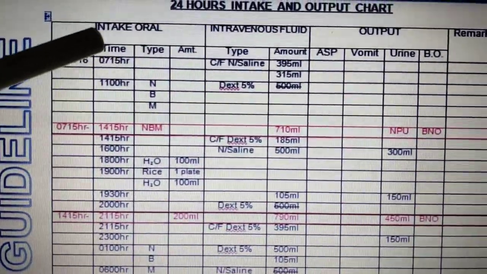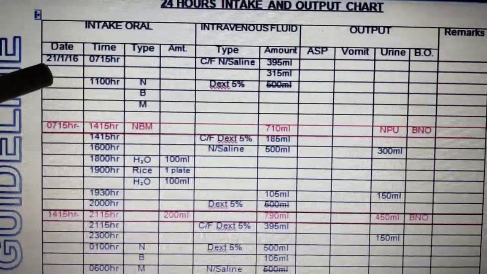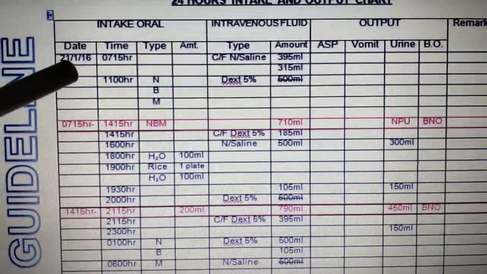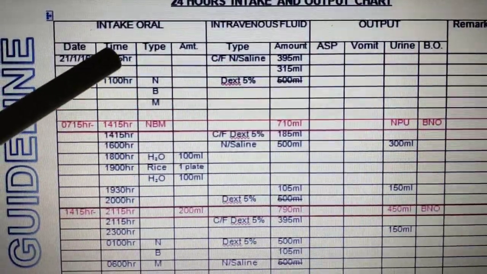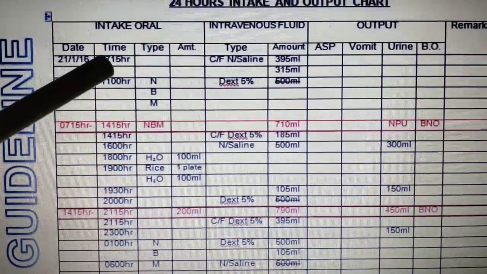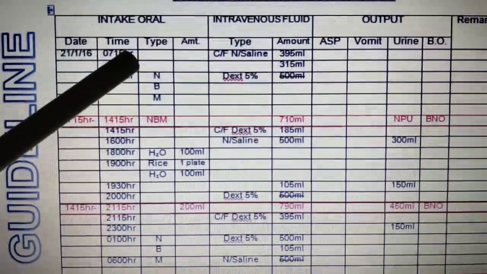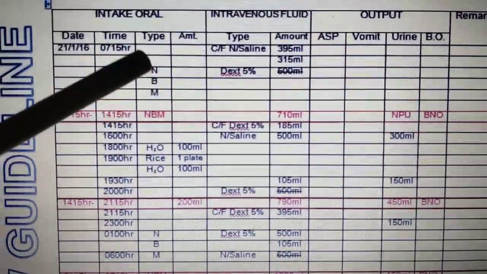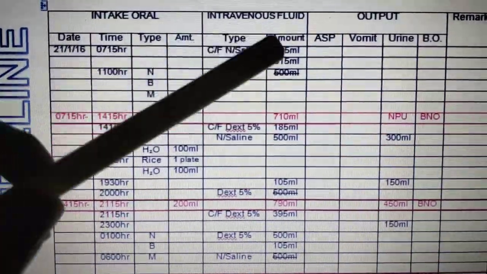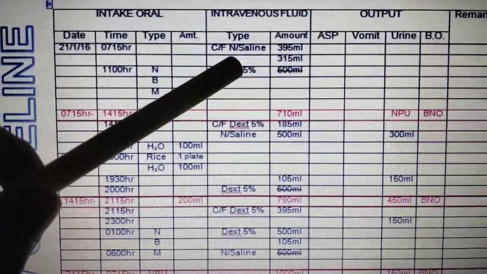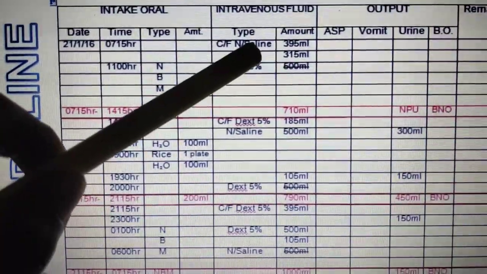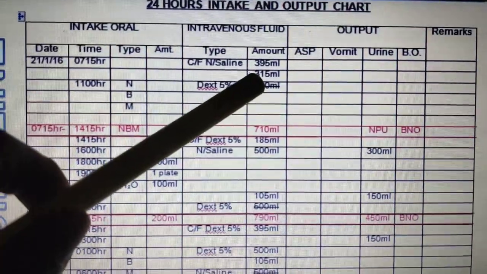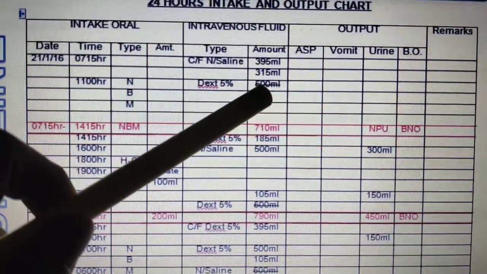Now we'll see the intake. What is the date here? 21st January 2016. We mention the date here. Time here: the morning first shift nurse is maintaining this report. So 7:15, at 7:15 she has taken this chart and is writing the documents. At 7:15 she started the IV fluid. She has taken normal saline here. What is the ml here? 395 ml. She started 395 ml.